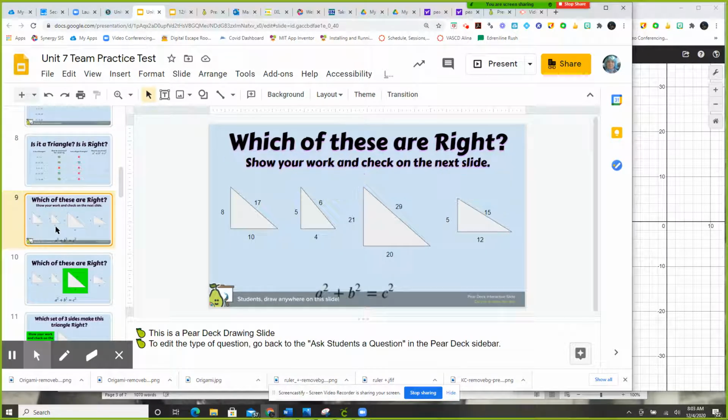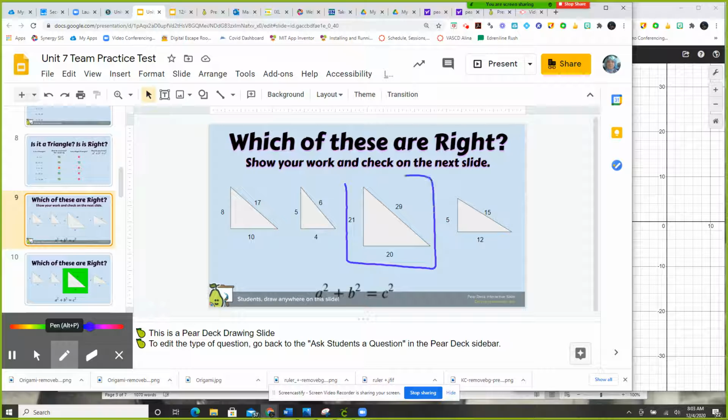Number 9, it's kind of like the one that we did on the warm-up today. So I know for sure this one works because it was on our warm-up. 21 squared plus 20 squared equals 29 squared. Do any of the other ones work? It was. So for all of the other ones, you just need to test it. And some of them are close.